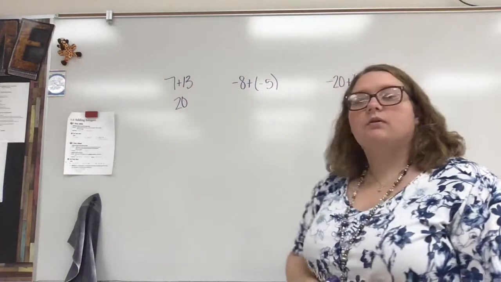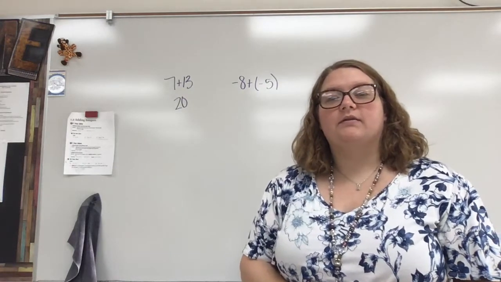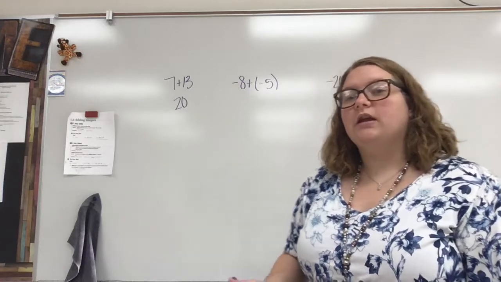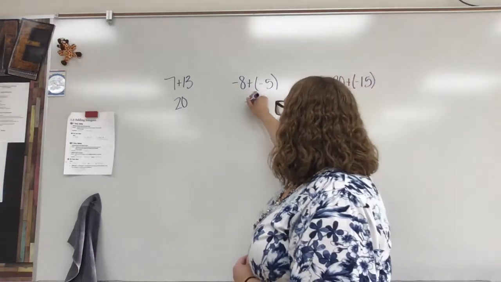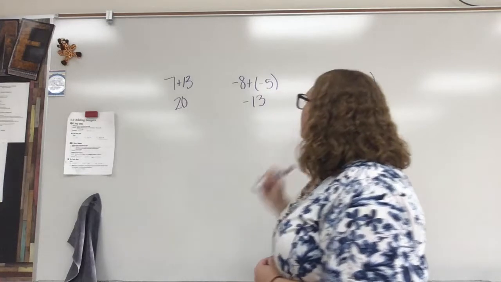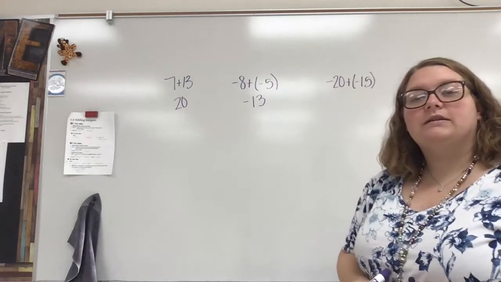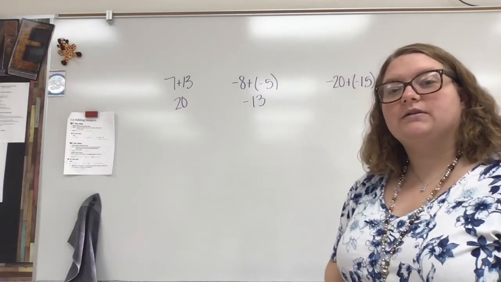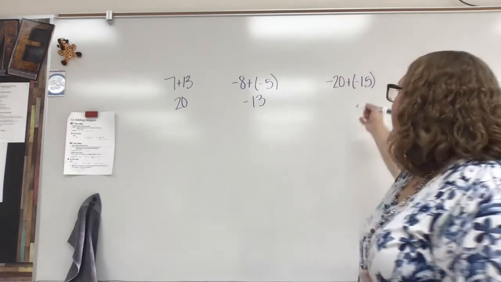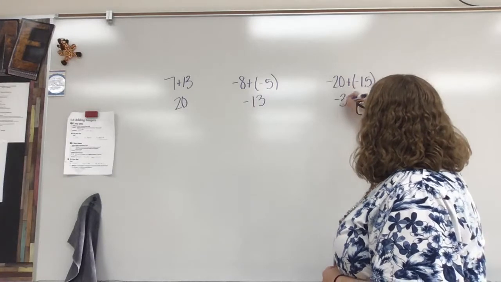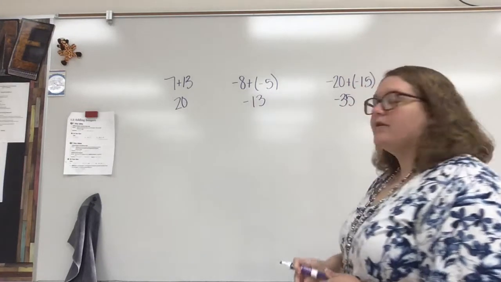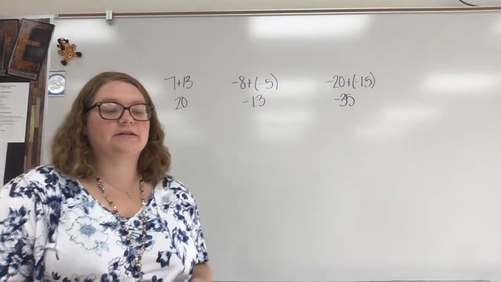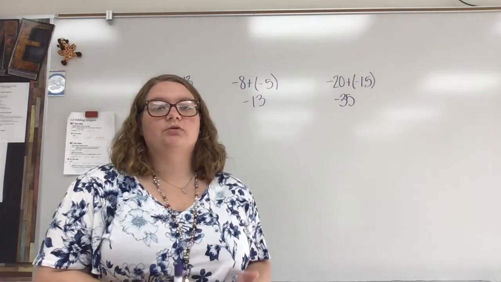Then the next one, we have -8 plus -5. Again, we add the two numbers, 8 and 5 is 13, and keep the negative sign. Number 3 is -20 plus -15. So 20 plus 15 is 35. We keep the negative sign, so our answer would be -35.